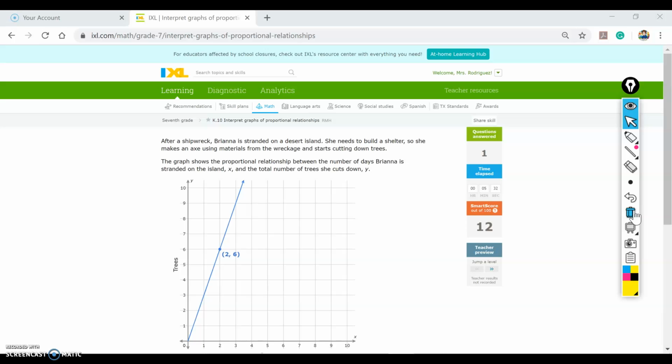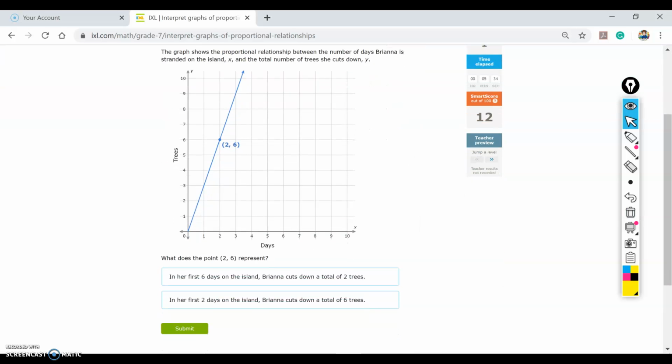Now let's do the second one. Let's find the coordinate point, and then let's also find the representation for the x and the y axis. The point is actually 2, 6. We know that the x coordinate is 2 and the y coordinate is 6. If we check the x-axis, the x is talking about days. And the y is talking about the trees.